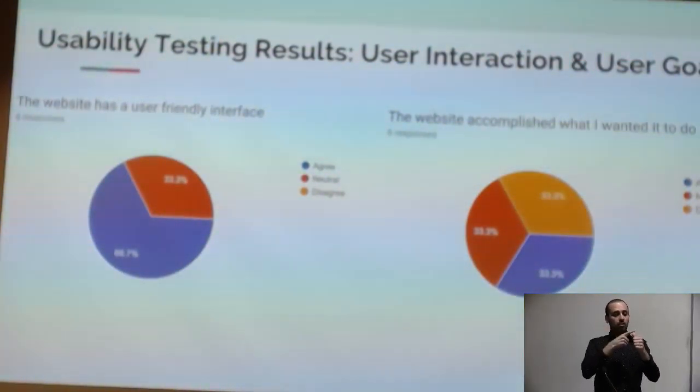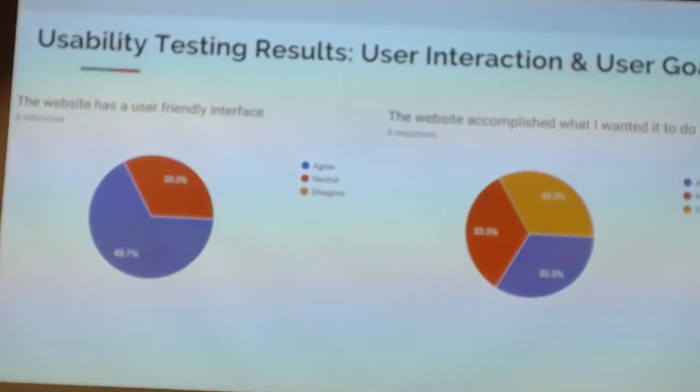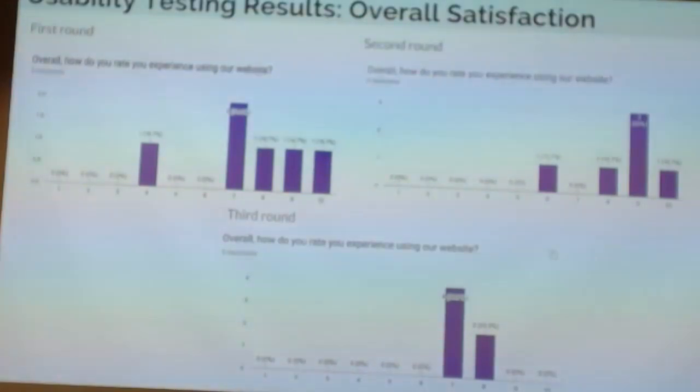These charts show the first round of the usability testing, and it shows a big improvement. All the users were pretty much satisfied, about 60%. The other chart shows the website expectations, and about a third of them are satisfied, and the other third were neutral.